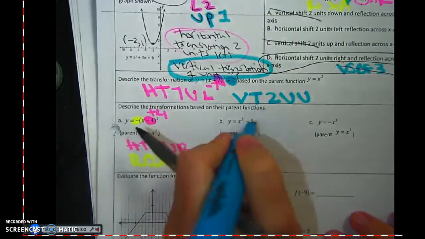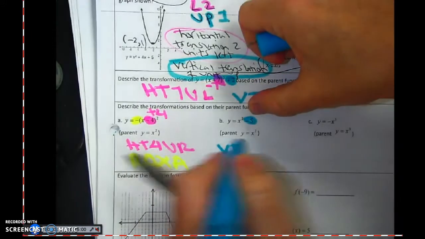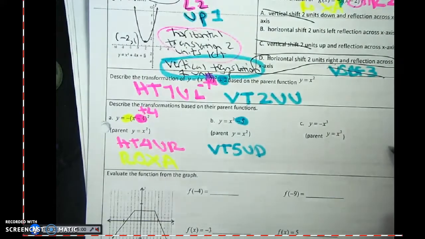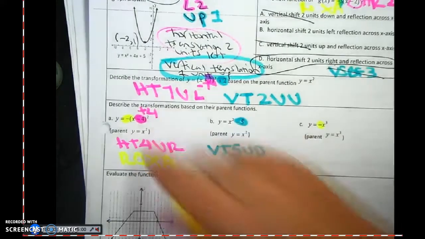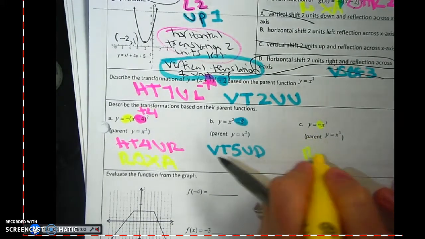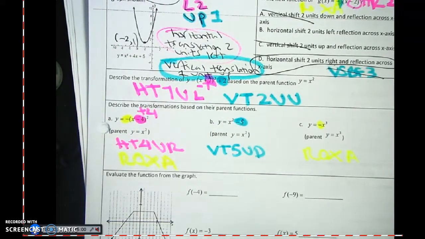This one only has one transformation. It's not with the x, so it has to be with the y. Vertical translation, 5 units down. And this one only has one. It's very similar to this one. So it's not with the x, so it's with the y. But when it's a reflection, it's the opposite. Reflection over the x-axis. Okay.